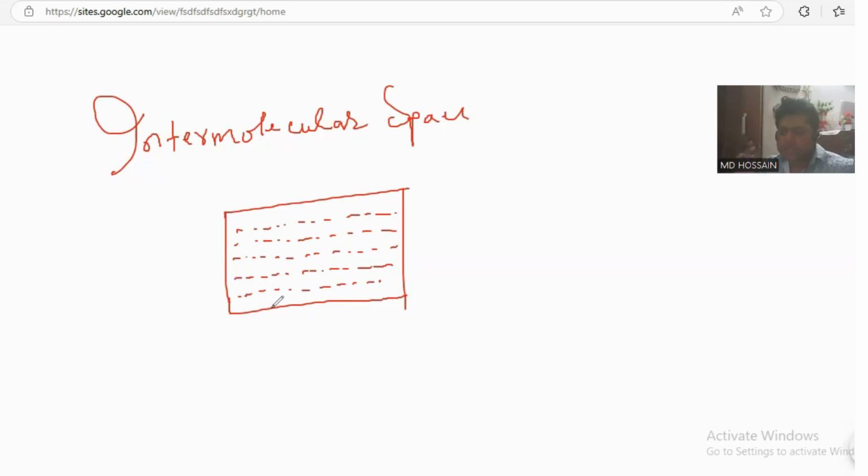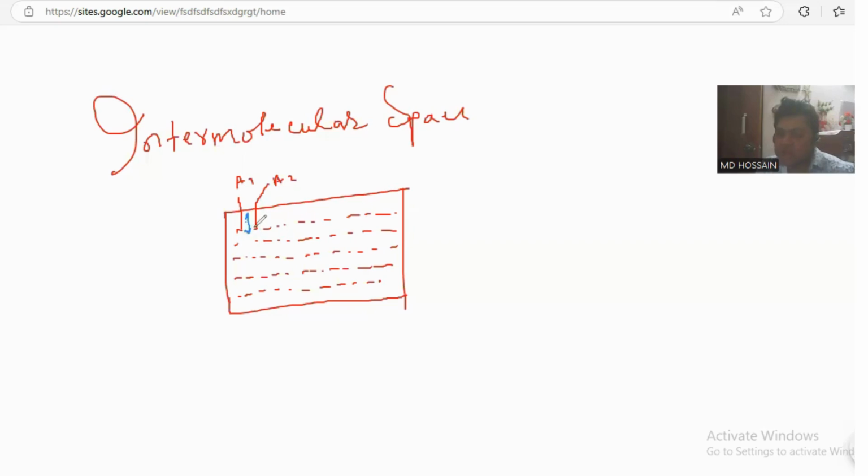So if you think that this is particle number A1 and this is particle number A2, then you can see here that there are a few gaps. This gap here is the gap between the two molecules. So intermolecular space is that space which is staying between the two molecules. We can define it easily: intermolecular space is a clear space between the two molecules.